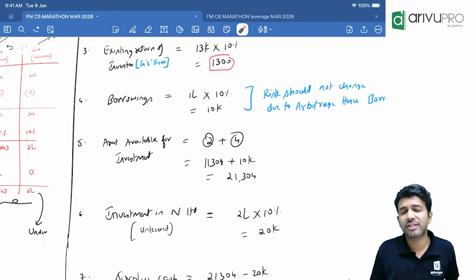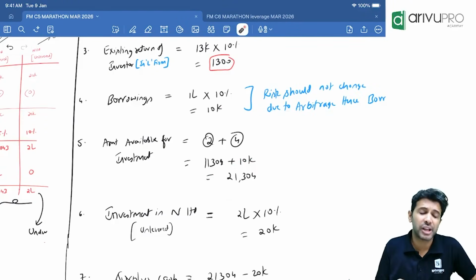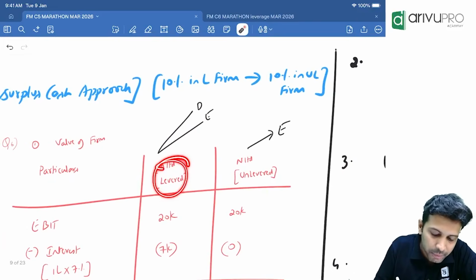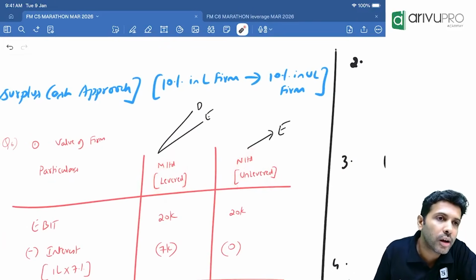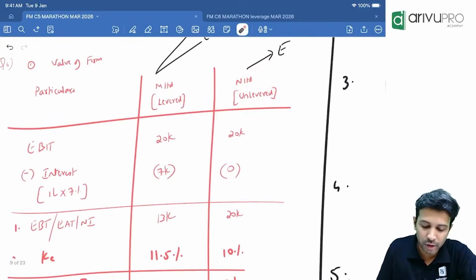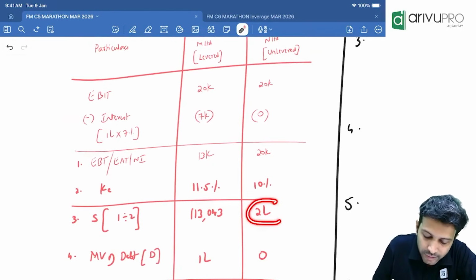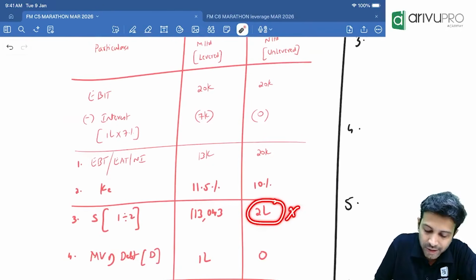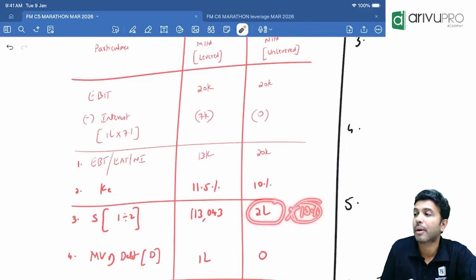But in the surplus cash approach, will the shareholding percentage change? No. Here you hold 10%, so in this firm also you will still hold 10%. But to buy 10% in the unlevered firm, how much money do you need? What is the market value of equity in the unlevered firm? 2 lakh. Are you buying 100% or 10%? That means how much money do you need?